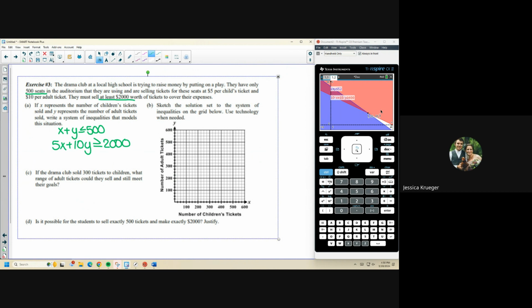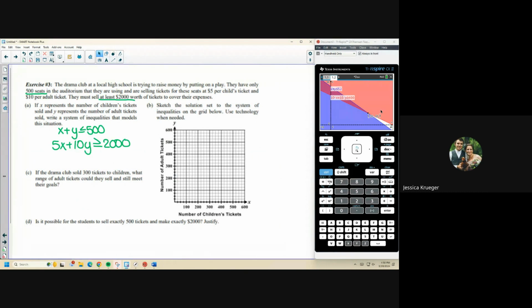Part B says sketch the solution set. So I'm going to do the same thing that we did on the previous problem. I'm going to figure out my X and Y intercepts for each of these. So my first equation is X plus Y. I'm going to do equals 500 just to make it easier to find my intercepts.